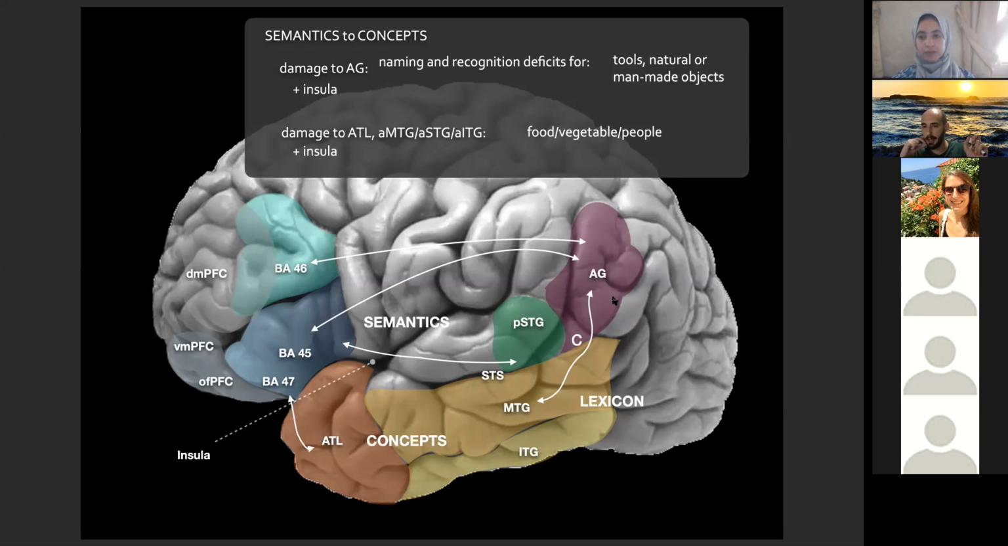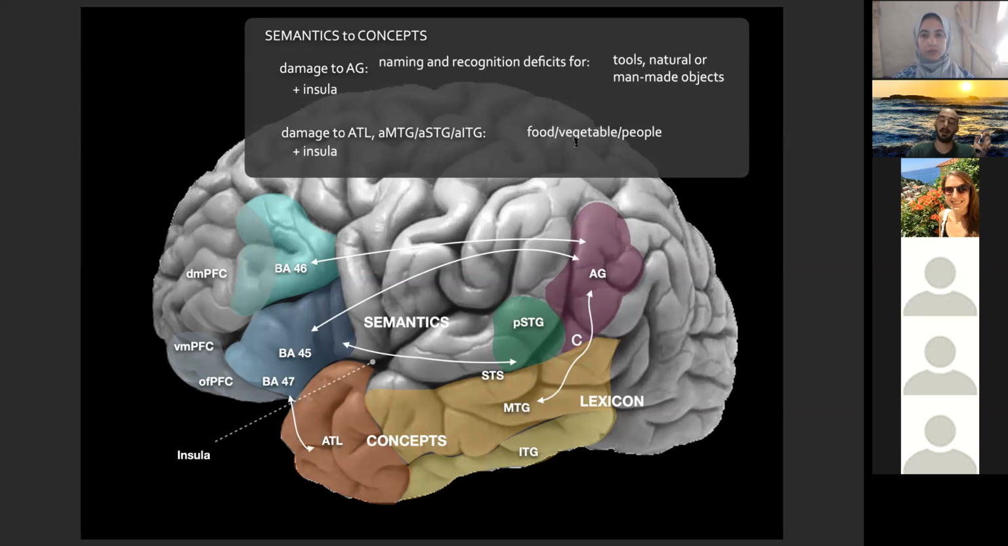can be tested without verbal material, okay? Whereas naming, you really have to pronounce the word that corresponds to a certain concept. And you might have both deficits, or one or the other, so you can get double dissociation, of course. But usually, these are associated with damage to angular gyrus and insula if they affect tools, natural or man-made objects.